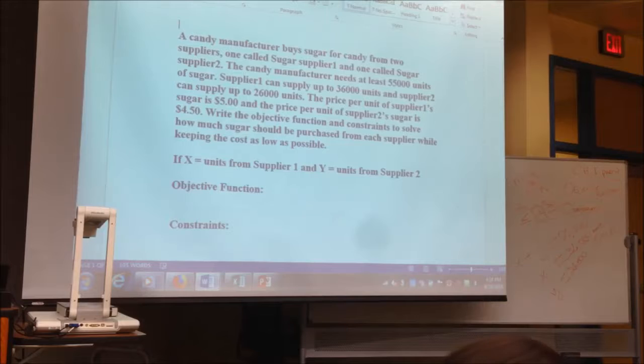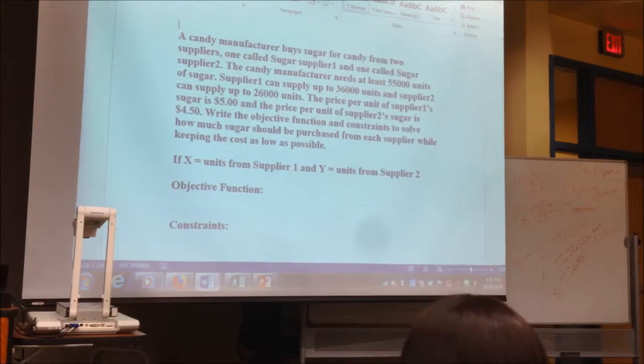Then it says the price per unit of supplier 1 sugar is $5. I don't know if that's a limitation or what. I'm just going to keep reading because I'm not sure here, right? I'm pretending like I'm not sure. And the price per unit for supplier 2 sugar is $4.50. And then it says, this is just additional information, I guess. And then it says, write the objective function and constraints to solve how much sugar should be purchased from each supplier while keeping the cost as low as possible.